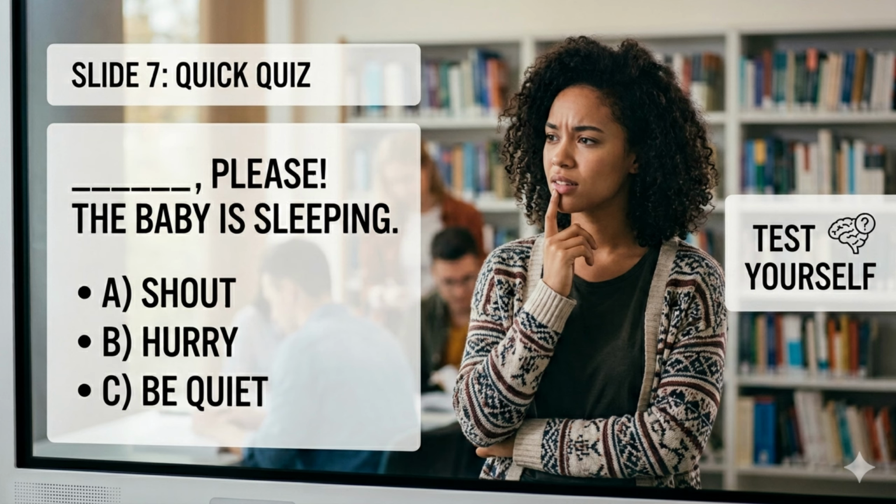Awesome job. The correct answer is C. Be quiet. Because the baby is sleeping, we need to say, be quiet, please. It is the only option that makes perfect sense grammatically and logically.